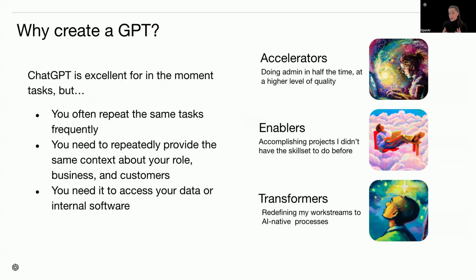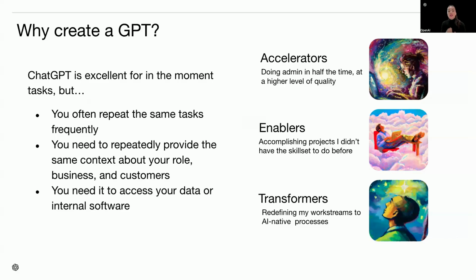GPTs fall into three categories. They are either accelerators, enablers, or transformers. Accelerators allow you to do admin in half the time at a higher level of quality. Enablers allow you or team members to complete projects you didn't have the skill set to do before. And transformers really redefine entire work streams for departments.